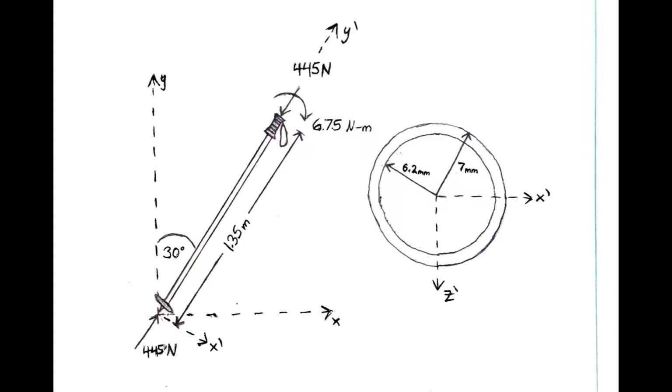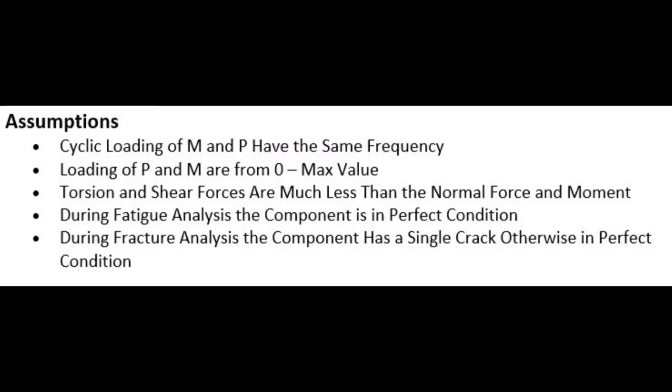As far as calculations, we use the x prime y prime axes, which align axially with the ski pole. As far as forces go, our 445 Newton axial load was based off the average male weight of 89 kilograms. Half of that is about 45, and that's about 445 newtons. The moment was a little more subjective, but we figured 6.75 Newton meters would be a fair estimate. Not pictured is our crack size, which we approximated as 4 millimeters.